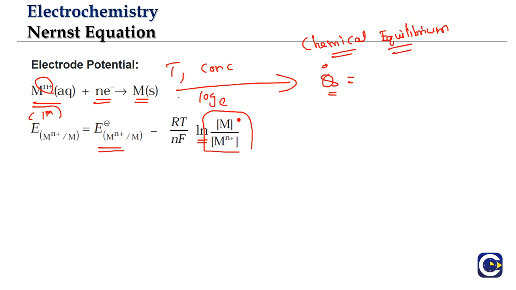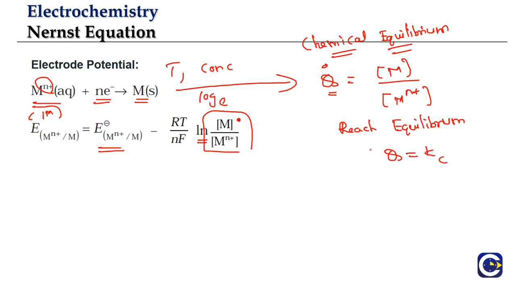So here for this electrode reaction, the reaction quotient value will be the concentration of the metal atoms product divided by the concentration of the metal ions. This is the reaction quotient. If we are reaching equilibrium, then when we reach the stage of equilibrium, the value of the reaction quotient will be equal to the equilibrium constant Kc.